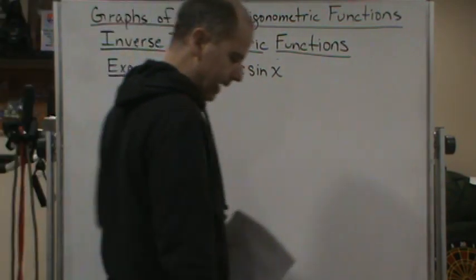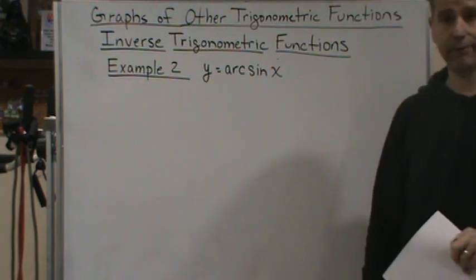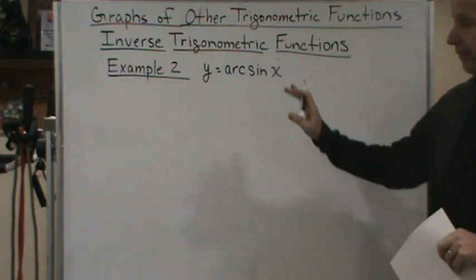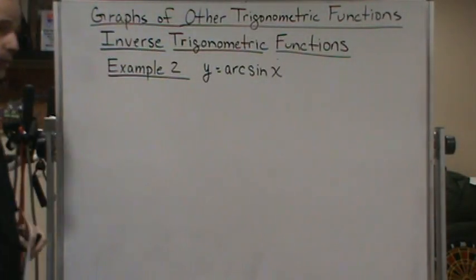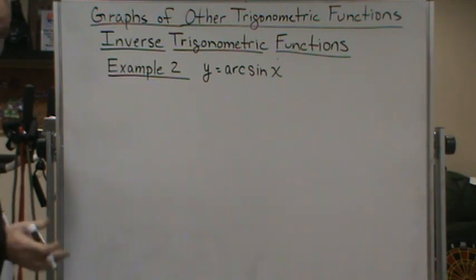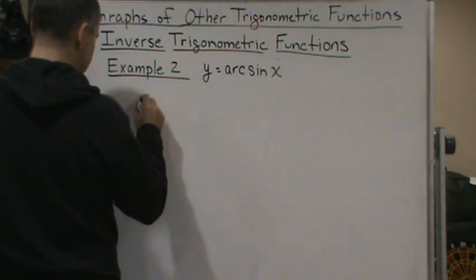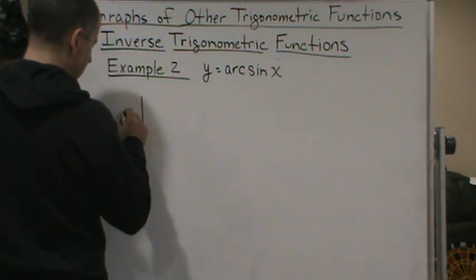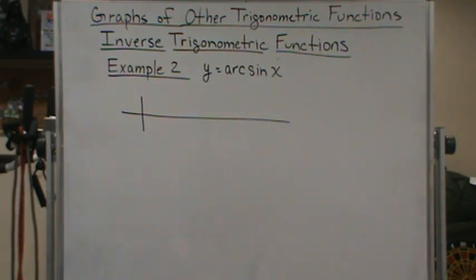All right, welcome back. And now we're going to do another example, and this time we're going to sketch the graph of the arcsine function itself. Okay, so the first thing we're going to do is we're going to use the domain. Remember, the domain of this function is from negative pi over 2 to pi over 2. So let's first find out what those values are.